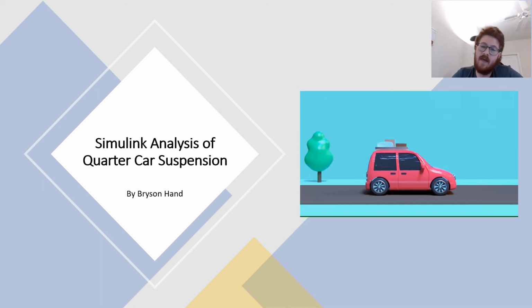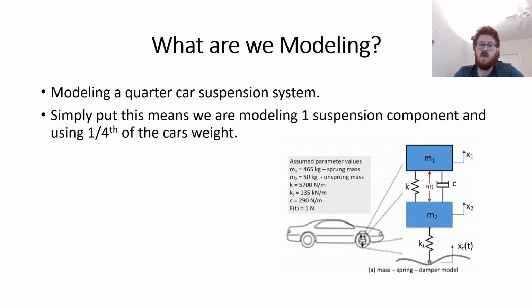Hi, my name is Bryson and this is my final project on the analysis of a quarter car suspension system using Simulink. So here we will be modeling a quarter car suspension system. Simply put, this just means that we are modeling using 1/4 of the car's weight and using all of the components underneath the wheel well, including the suspension system, the tire, and the axle. So as you can see over here, this is a model of what we are actually building the equation for.